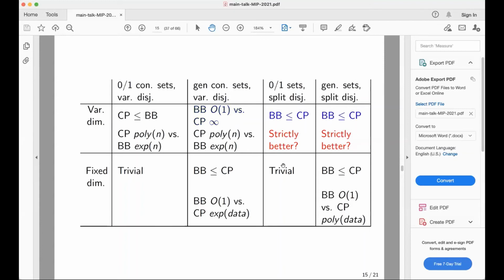Okay. When you move over to split disjunctions, the story completely changes. Somehow the branching scheme now gets a lot more power, and the extra power that you get with split cuts doesn't really compare that well. What do I mean?